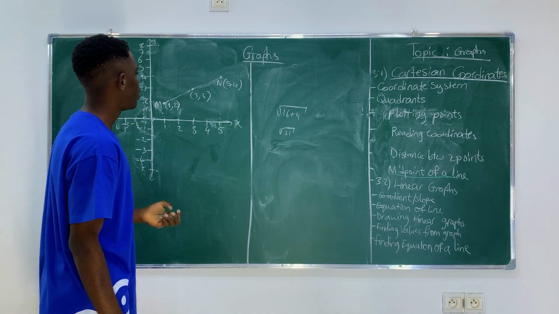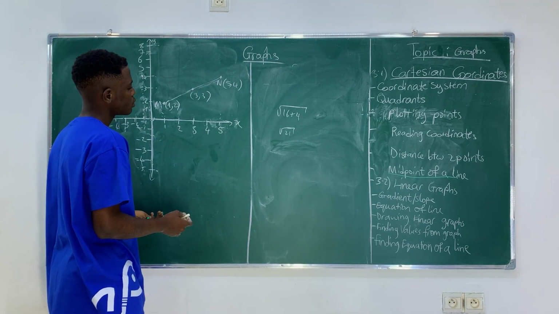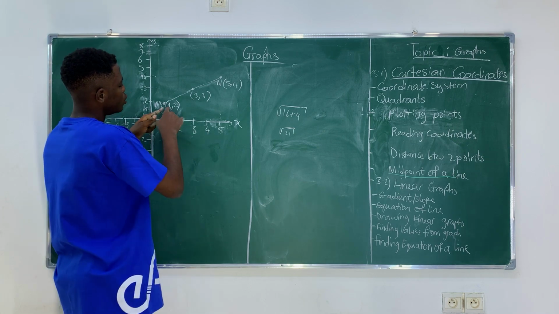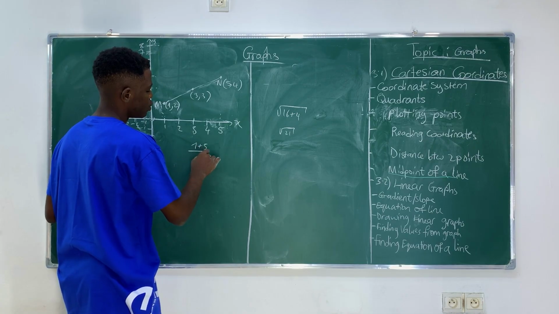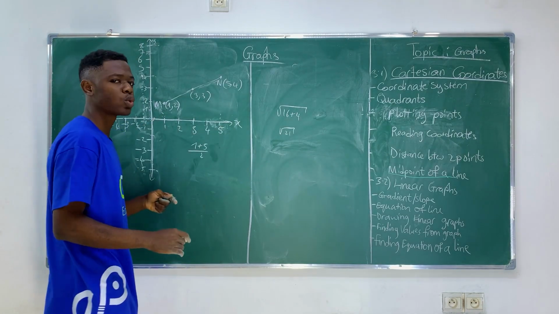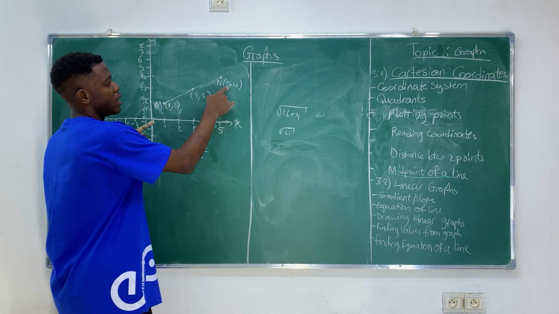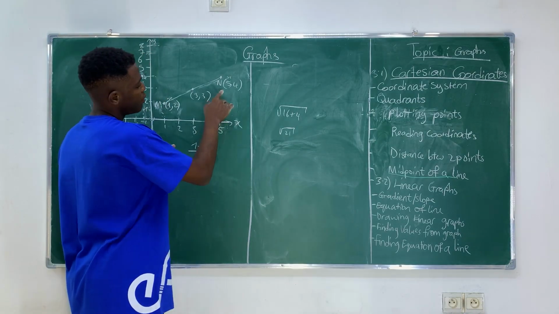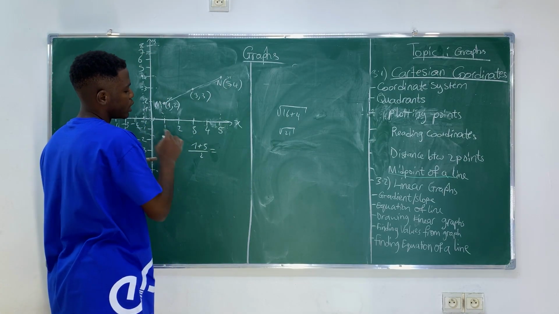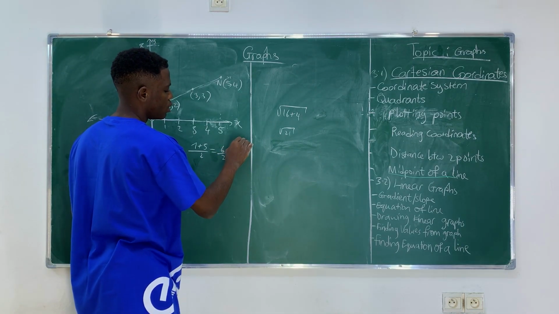So to find that midpoint, what do I do? I add this plus this, divided by 2. I'll do 1 plus 5 divided by 2. Why do I do 1 plus 5 divided by 2? I want to find the midpoint on the x-axis. This is x and this is x. I have 5 here on x and 1 on x. 1 plus 5 divided by 2 is 6 divided by 2, which is 3.